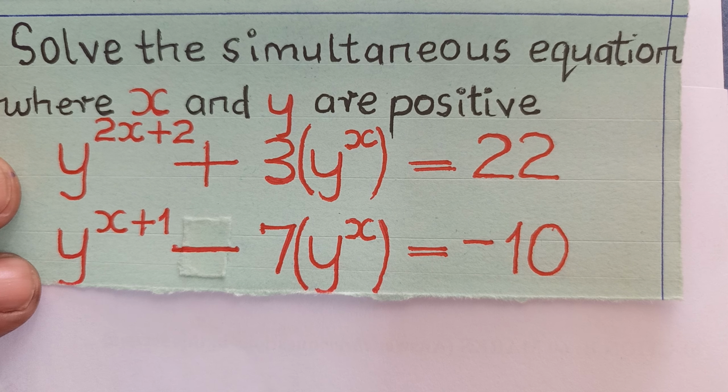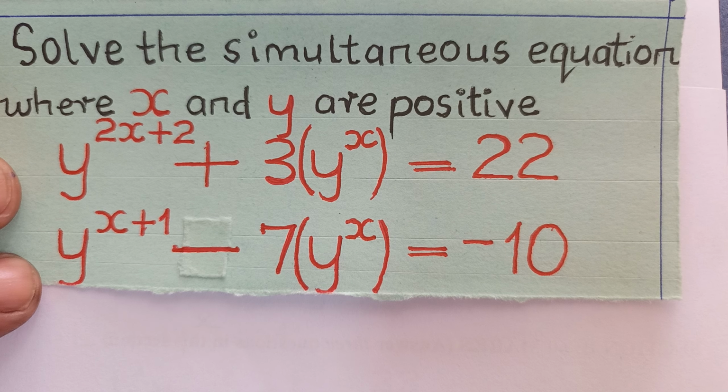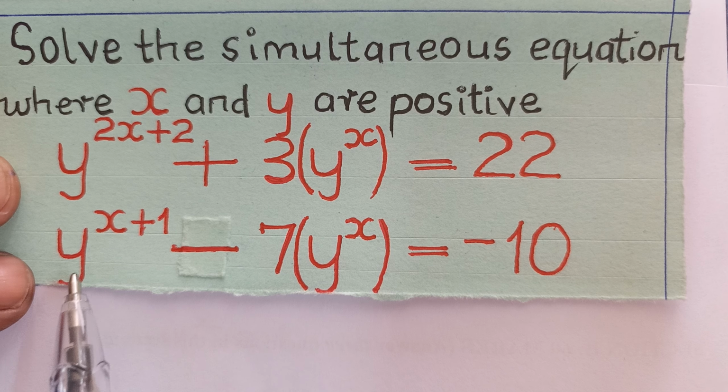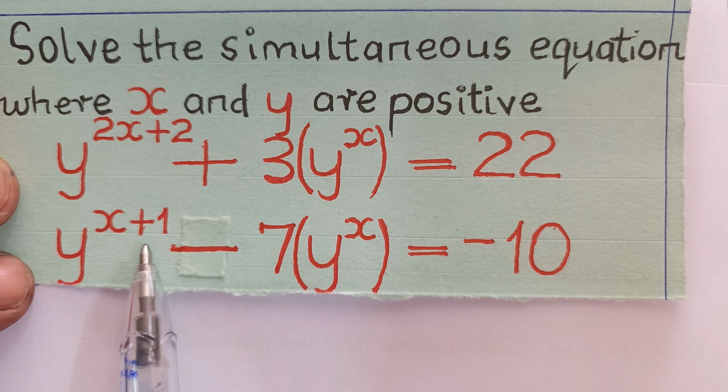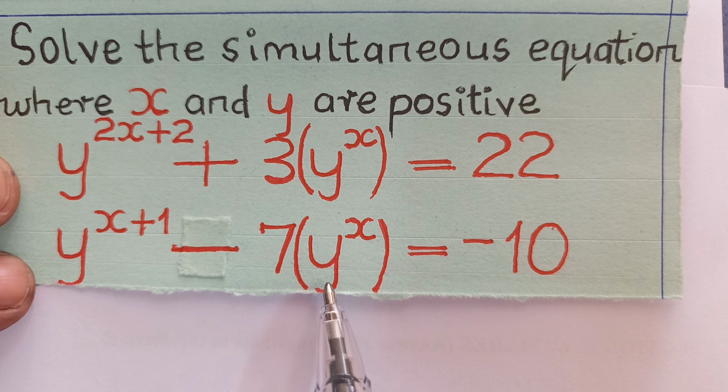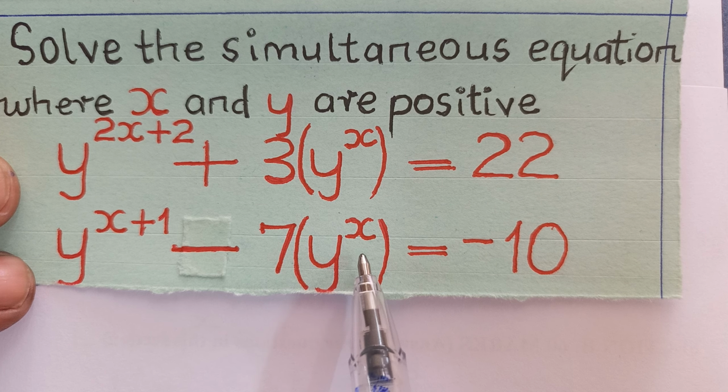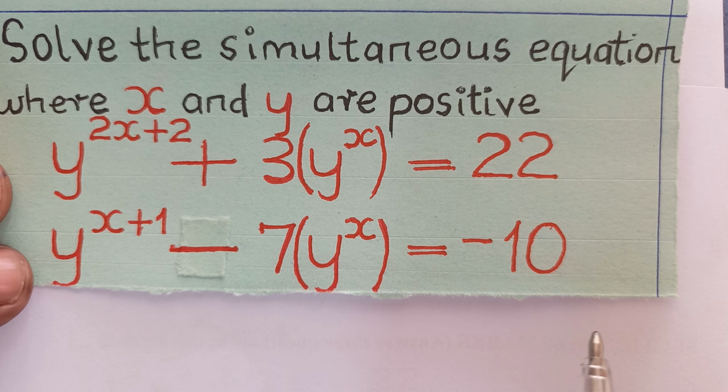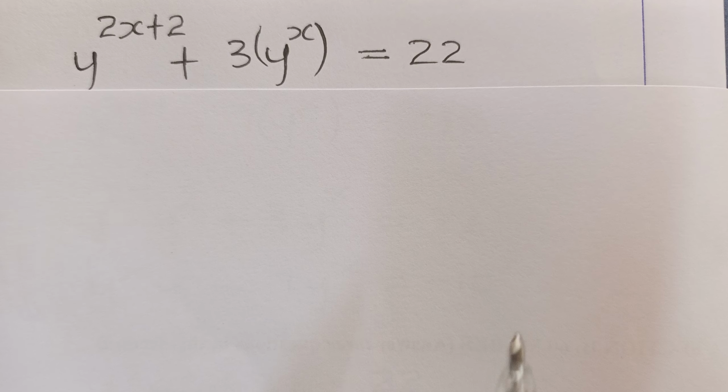And the next equation, y raised to x plus 1 minus 7 multiplied by y to power x equals negative 10. So guys, we start off the question.